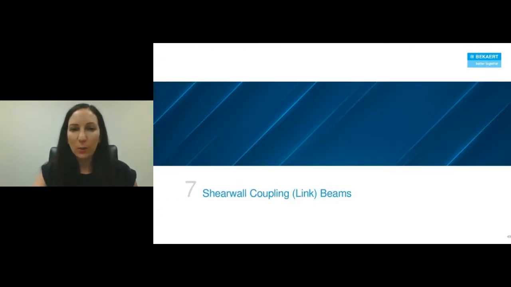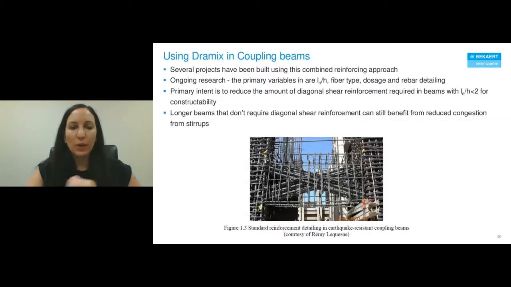All right, let's talk about shear wall link beams. So this application is another one that's already been done and currently being done. There is ongoing research to continue to optimize how it can be implemented. The primary variables being the aspect ratio of these coupling beams, the fiber type, the dosage, and the rebar detailing complementing the fibers. The primary intent is to reduce the amount of diagonal shear required in beams with an aspect ratio less than 2 for constructability purposes. And then for longer beams that don't have that diagonal shear reinforcement, they can still benefit from the reduced congestion.